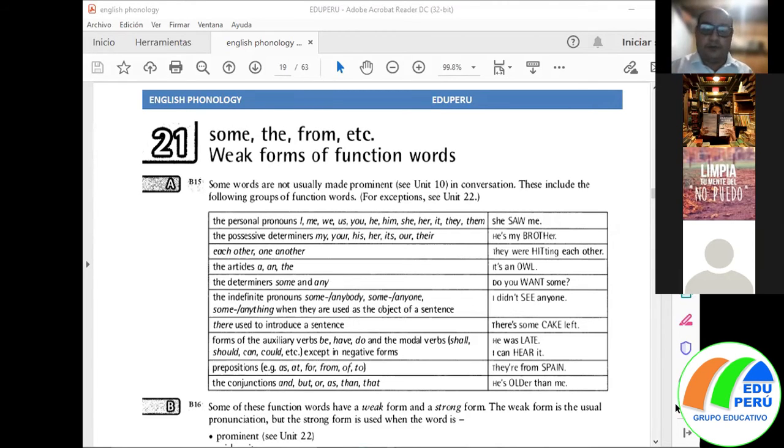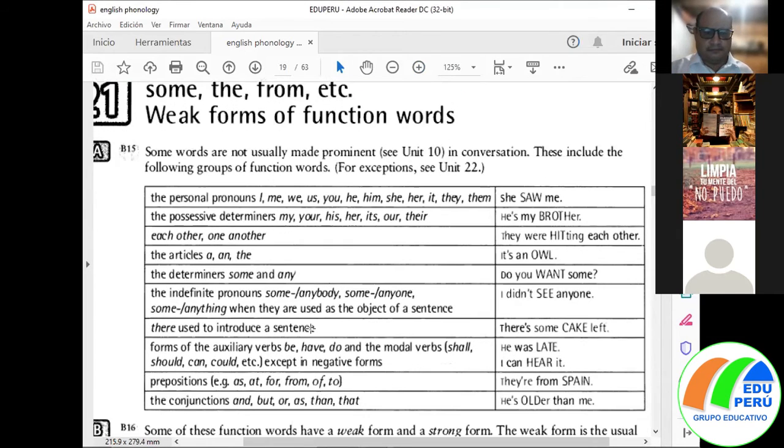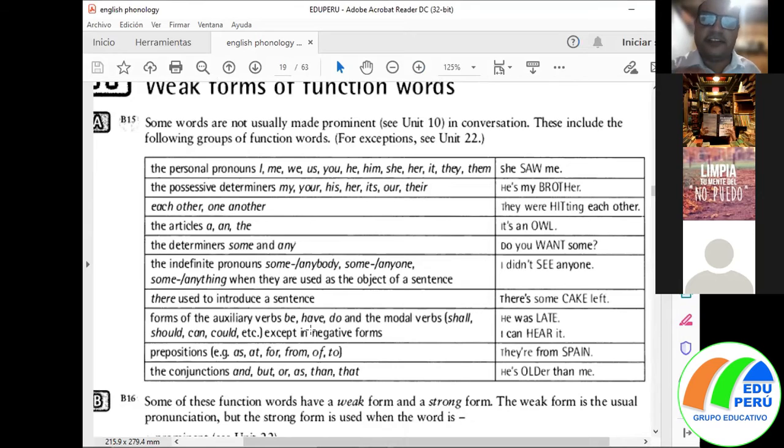Remember that we are going to do this in function words. What are the function words? Can you remember? Here you have in this table the function words: pronouns, possessive determiners, each other, one another, the articles a, an, the, the determiners some and any, the indefinite pronouns somebody, anybody, someone, anyone, something, anything.